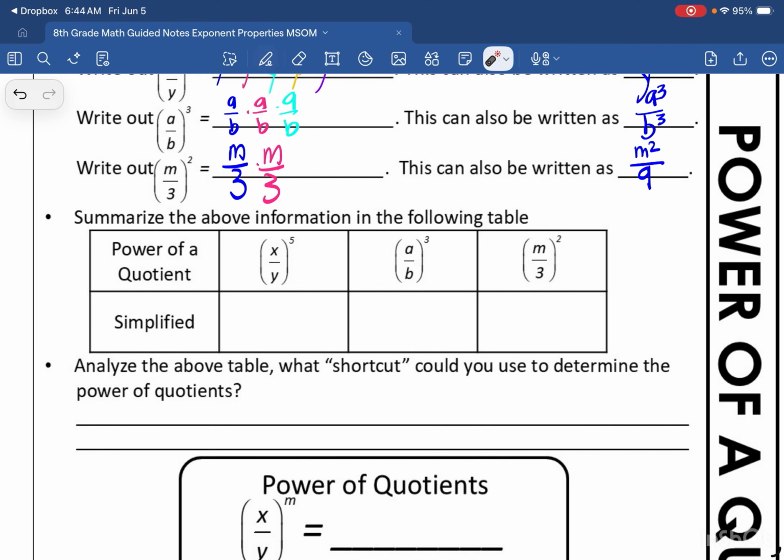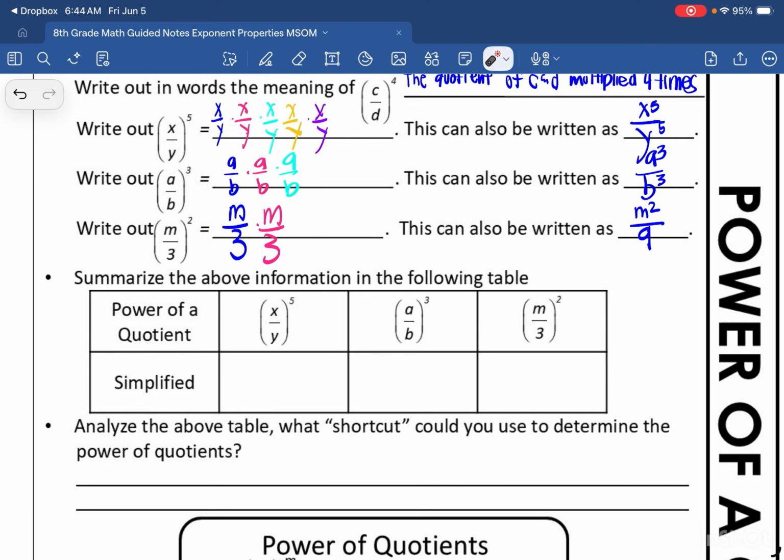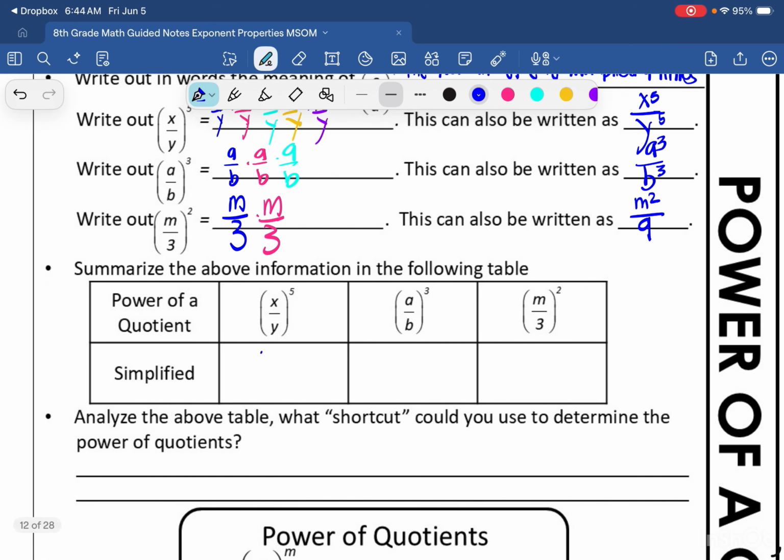Summarize the above information in the following table. X over y to the 5th is the same as x to the 5th over y to the 5th. A over b cubed is the same as a cubed over b cubed. M divided by 3 squared is the same as m squared over 9.